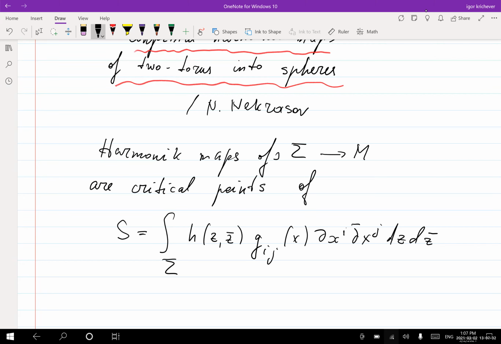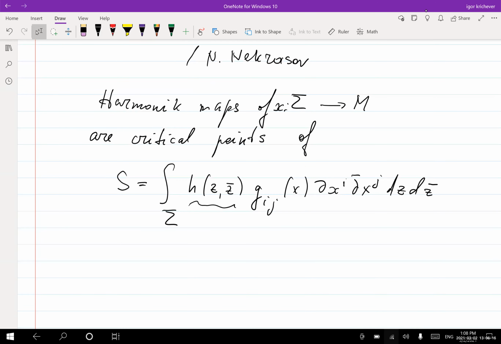So x is a map. x^i are some local coordinates on the Riemannian manifold. z is a complex coordinate on sigma corresponding to the conformal class of a metric on sigma. So h is a conformal factor here. And g is a Riemannian metric on M. So that is by definition the critical points.